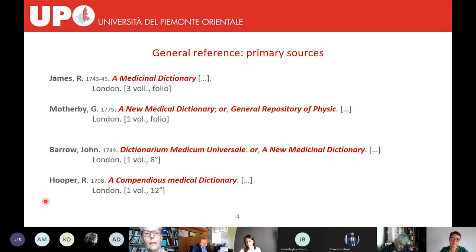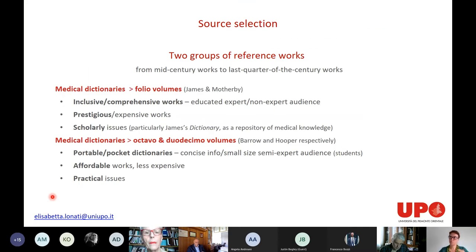The sources for lexicographic study are medical dictionaries, well-known at the time: two folio dictionaries, James, A Medicinal Dictionary, and Motherby, A New Medical Dictionary. They were published in the 1740s, at the very start, and then Motherby's dictionary 30 years later. And two, let's say, portable dictionaries: Barrow, Dictionario Medico Universale, and Hooper, A Compendious Medical Dictionary. So these sources may be subdivided into groups, which are the main features relevant for the study.